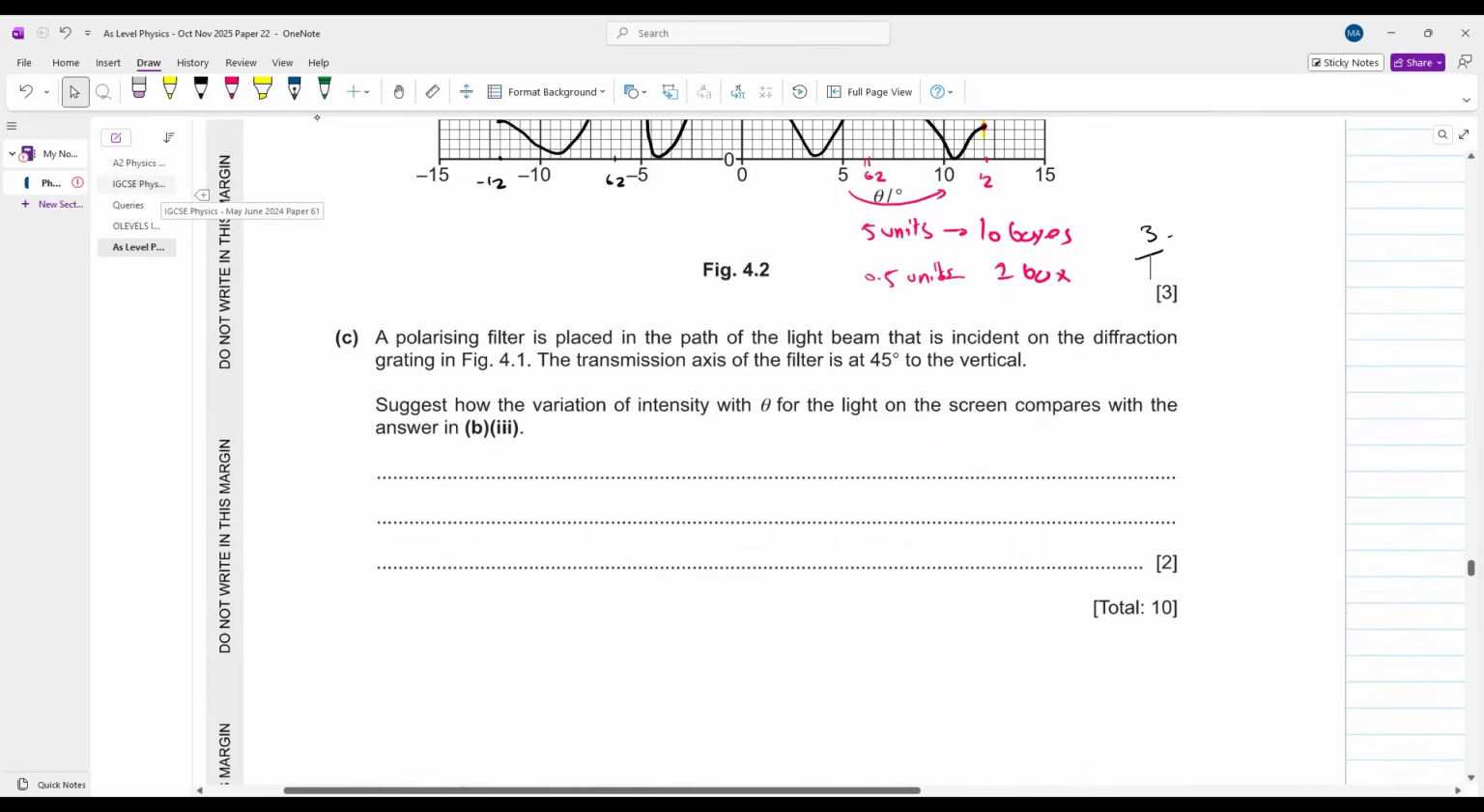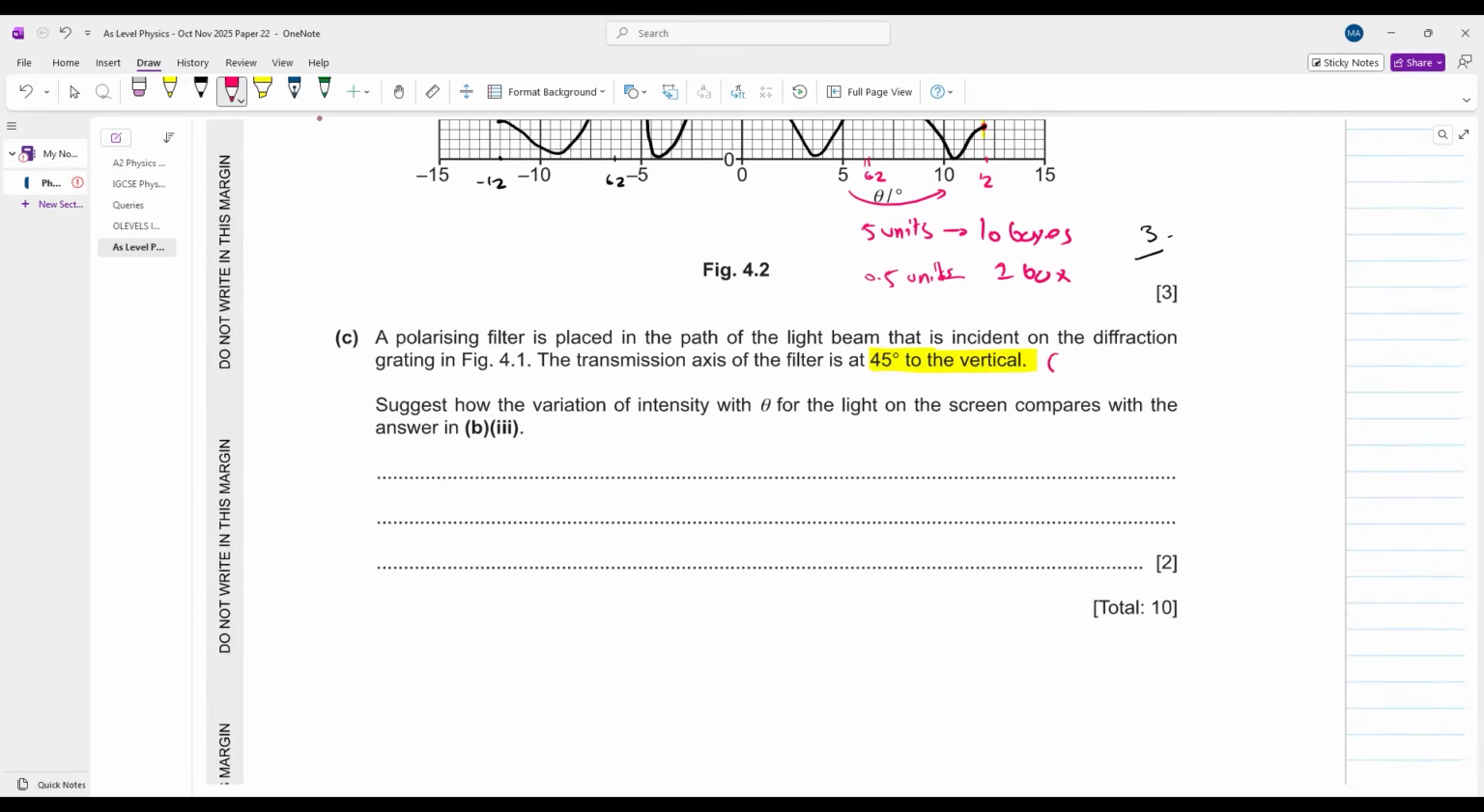अच्छा जी. A polarizing filter is placed in the path of the light beam that is incident on the diffraction grating in figure 4.1. Okay. The transmission axis of the filter is 45 degree to the vertical. Okay.